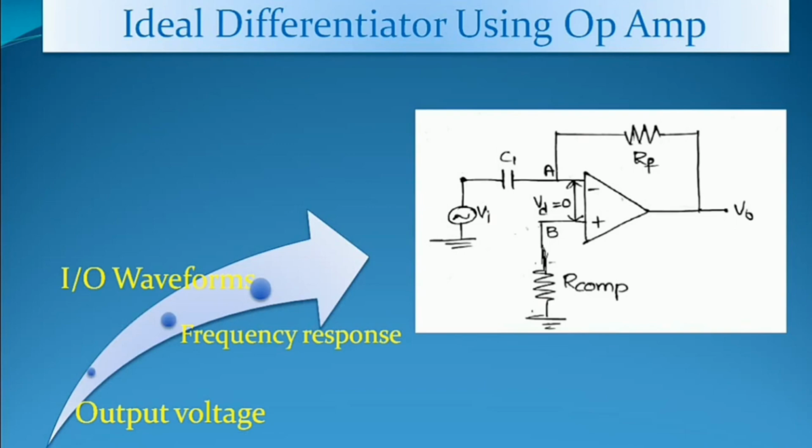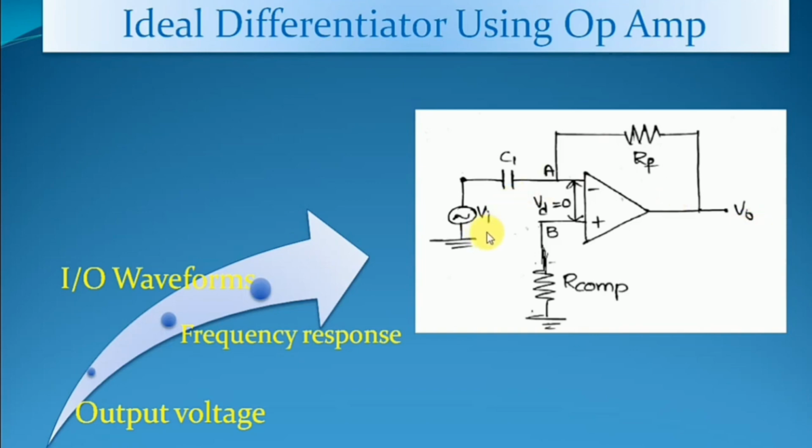Now we are here to discuss the concept differentiator circuit design using ideal op-amp. In this video, you are going to see what is differentiator and what are the types of differentiator circuits, and how to derive the output voltage for the ideal differentiator circuit using operational amplifier, and also how the output waveform looks like for the differentiator circuit with the applying of different input signals.